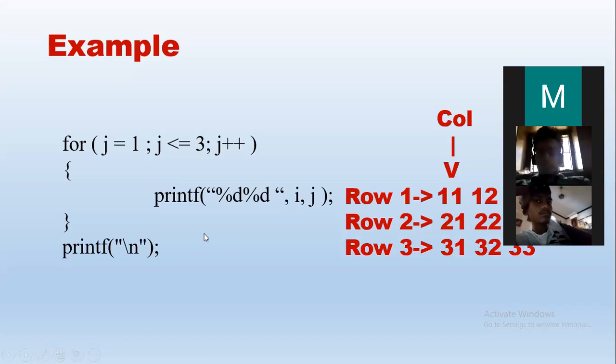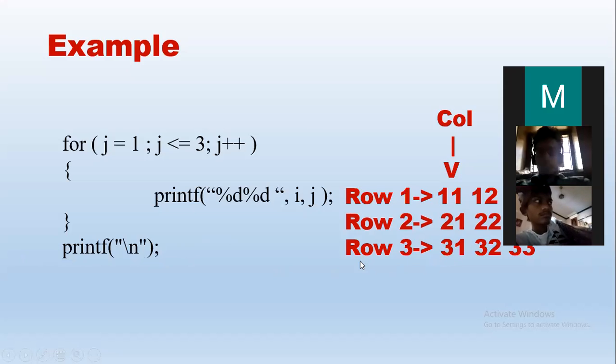So give a \n so that each row is printed in a new line. Now we need to print the row number also. So the second row we have to print row number 2. Third row number is 3. So the row number has to increment. First 1, then 2 and 3.